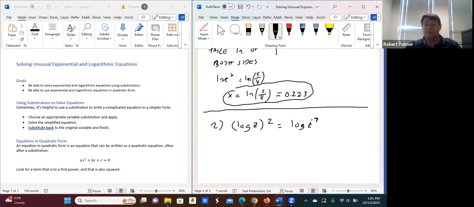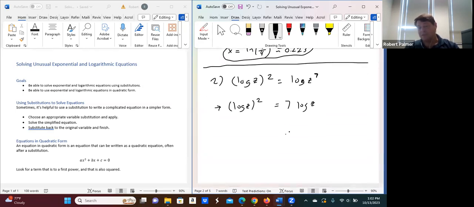So a couple things I want to do. First off, let's use one of our rules of logs. Let's take this exponent and bring it down front. That's one of our rules of logarithms. So we can rewrite it as log z squared, so our left-hand side stays the same for now, is equal to 7 times log z. Now let's go ahead and make one side equal to 0. So I'm going to subtract this term from both sides. I'm going to have 0 equals log z squared minus 7 log z.